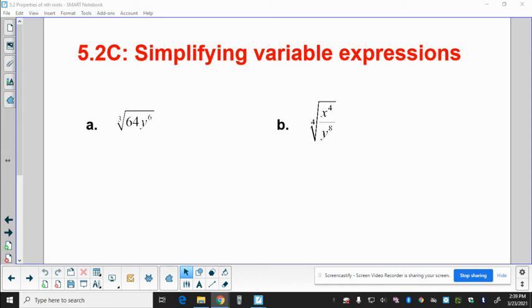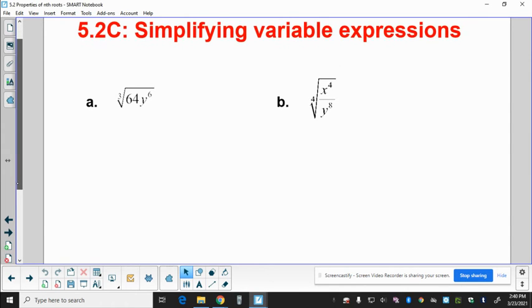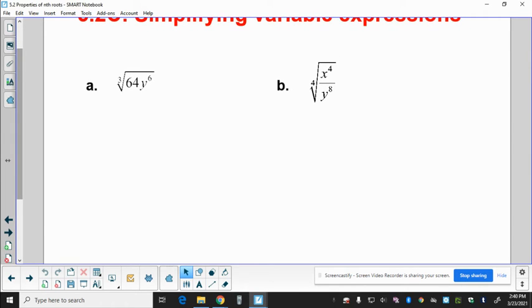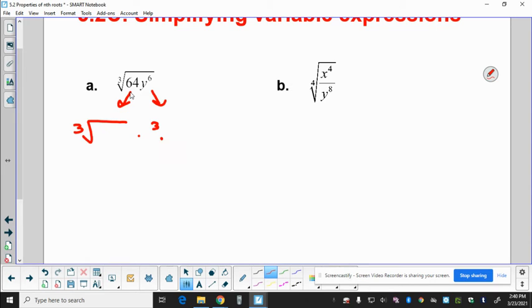So what we want to do is reduce these expressions as far as possible. And to do that, we want to treat them like we did with square roots. Let's take this radical and break it into whatever is a perfect cube root and whatever is not a perfect cube root.